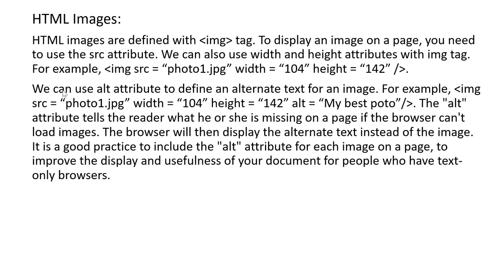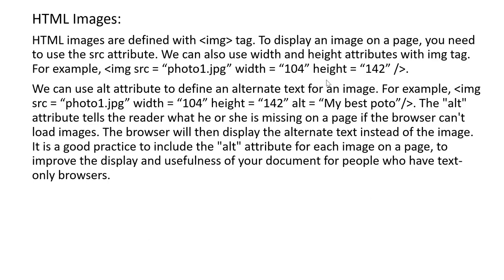Images. We can use the ALT attribute to define an alternative text for an image. For example, image src, width, height, and alt. This "my best photo" provides the alternative text. If the browser does not find photo1.jpg, then this will show you "my best photo".